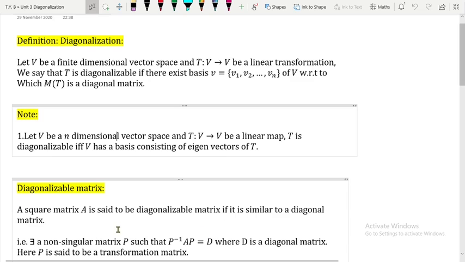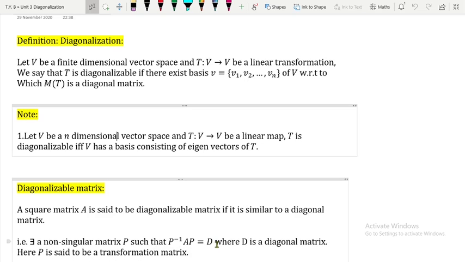So the definition of that is also simple. A square matrix A is said to be diagonalizable if it is similar to a diagonal matrix. Now we already know how two matrices are similar, right? So a square matrix will be diagonalizable if it is similar to a diagonal matrix. It makes sense, right? Therefore the matrix is said to be diagonalizable, therefore the word diagonalizable. But what do you mean by similar to a diagonal matrix? It means that there should exist a non-singular matrix P such that P inverse AP should be equal to D, where D is a diagonal matrix.